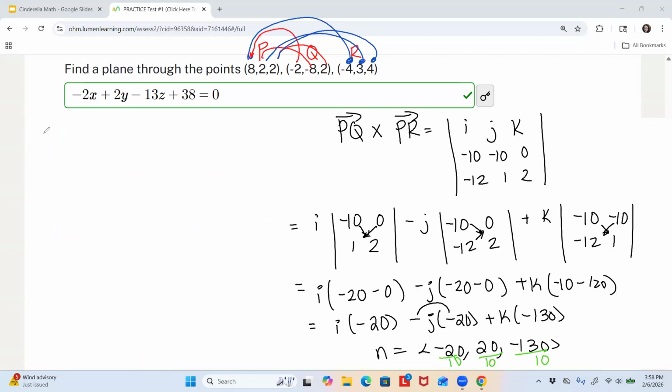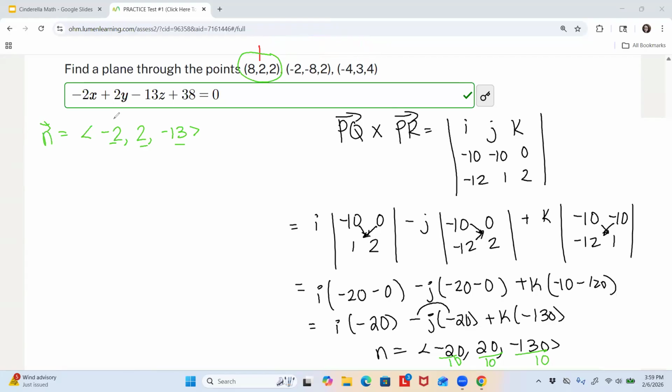And we now have a normal vector of negative 2, 2, and negative 13. That is going to be the coefficients, and then pick any of the points, but the example I watched said pick P, so your first point. So pick that one, with these as your coefficients.